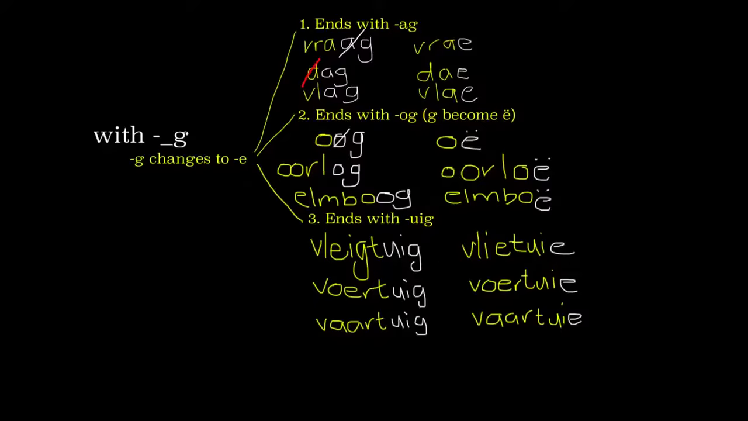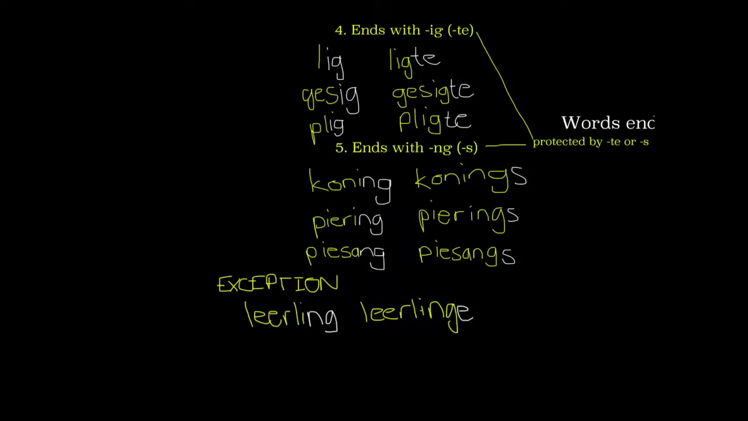So vliegtuig becomes vliegtuig. Please excuse that spelling there, let me fix it. That's better, now that's right. Vliegtuig becomes vliegtuig, and so on and so forth. We're just changing the G to an E because the U and I are already kissing, they don't need any protection. Then we have the words that end with IG or NG.